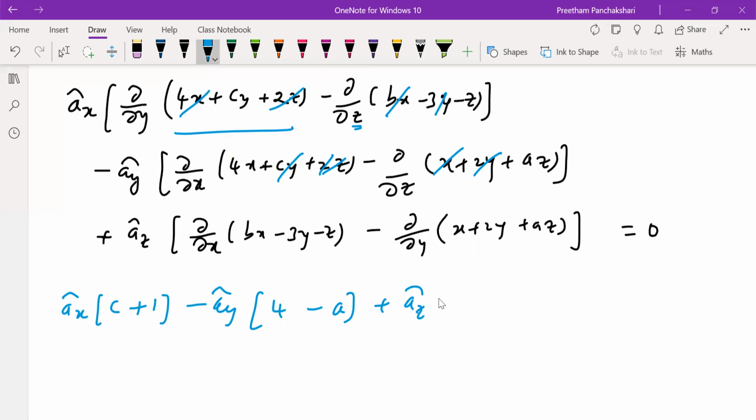Plus the z component is differentiate with x, which means it's b. Y means plus 2. Oh, here there is a sign change. One second. Yeah. Here differentiation with x is b. Then with this minus sign, here it is 2, is equal to 0.